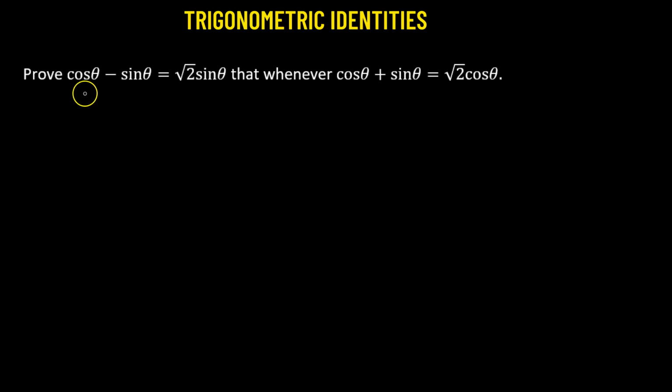So in this problem, we need to show that cosine theta minus sine theta is square root of 2 times sine theta whenever we have cosine theta plus sine theta given by square root of 2 cosine theta. So let's begin. We'll start with whatever is being provided to us.